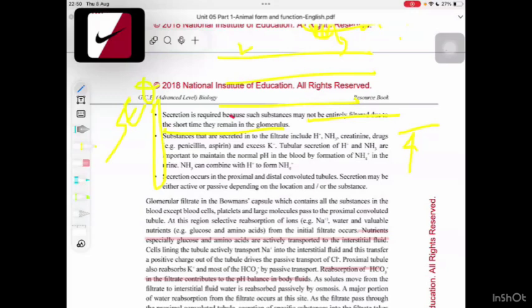And the third one: substances that are secreted to the filtrate include H plus, ammonia, creatinine, drugs, excess K plus. Tubular secretion of H plus and ammonia is important to maintain the normal pH in the blood. Here they are actually talking about the importance of secretion. This is also an SCQ point because they can ask you what the substances which are secreted are. The substances that are secreted include H plus, ammonia, creatinine, and drugs, penicillin. What are the 2 types of drugs? Penicillin and aspirin.